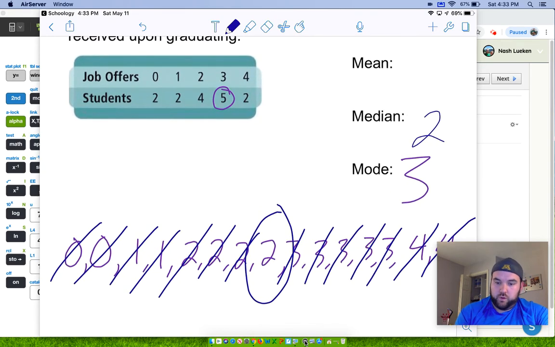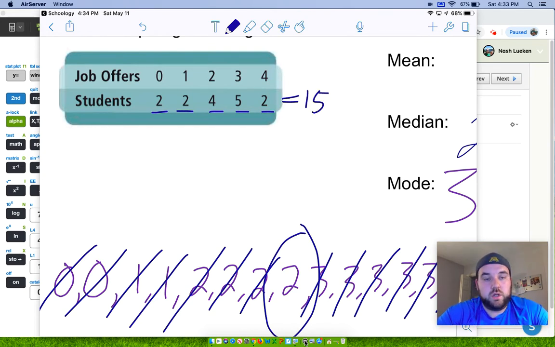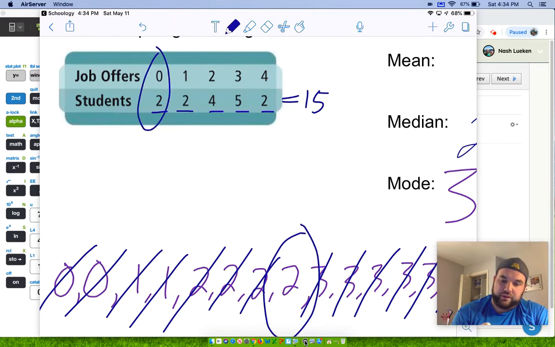But one way you can shortcut this is to think about there are 2 students, 2, 4, 5, and 2. If I add all those up, that's going to tell me how many students we're talking about here. So it's 10, 15. So 15 students total. And then to find the total number of job offers, because I'm going to add up all those numbers and divide by 15, I'm just going to multiply those.